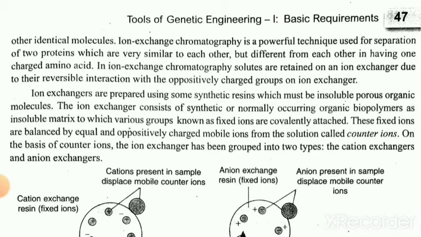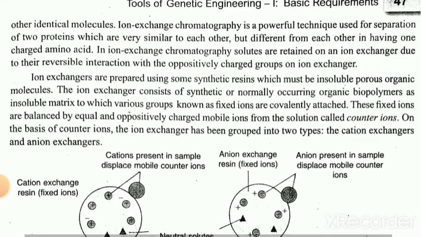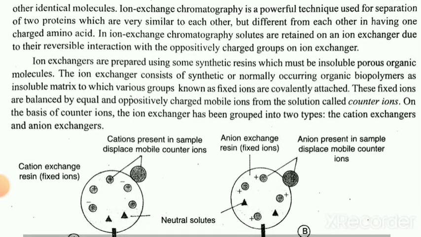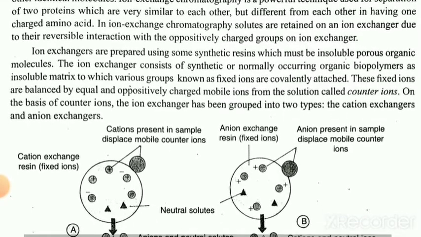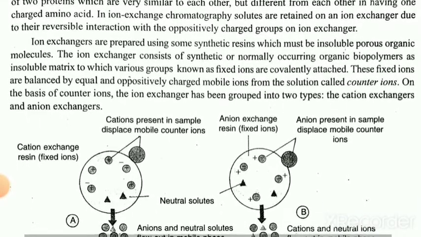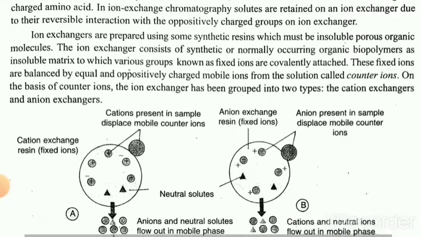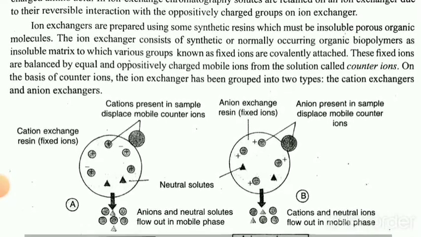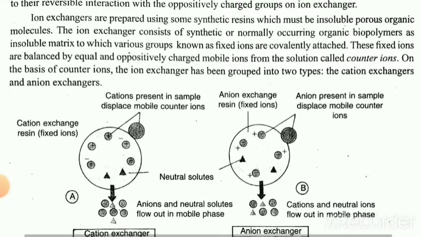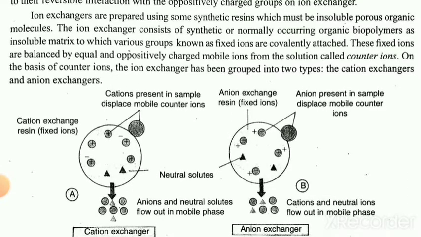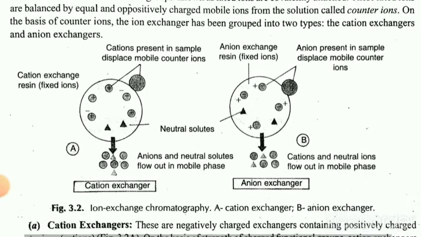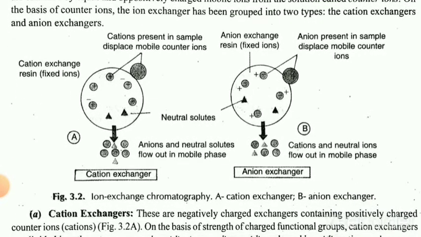The ion exchanger consists of synthetic or naturally occurring organic biopolymers as an insoluble matrix to which various groups known as fixed ions are covalently attached. These fixed ions are balanced by equal and oppositely charged mobile ions from the solution called counter ions. On the basis of counter ions, the ion exchangers have been grouped into two types, the cation exchangers and anion exchangers. Figure 3.2. Ion exchange chromatography. A, cation exchanger, B, anion exchanger.